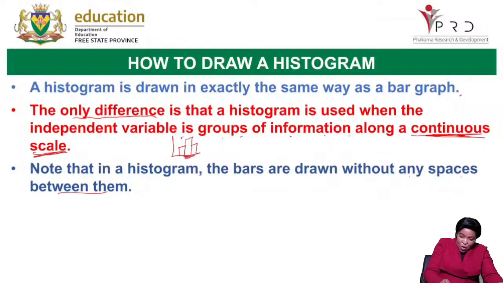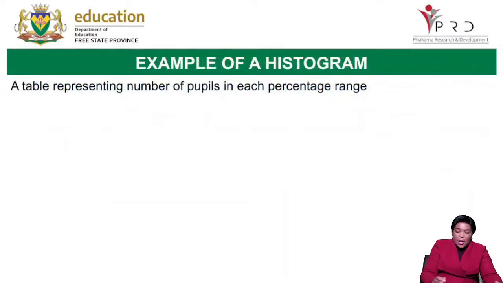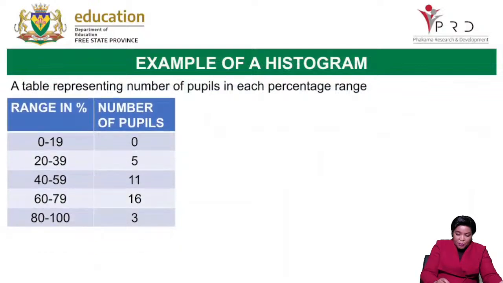So you see, there are no spaces between the bars that I have just drawn there. Now, an example of a histogram. This is a table representing the number of pupils in each percentage range. So in the range of 0 to 19, you see it is continuous. It is not just saying 0. It is a continuous range, 0 to 19.